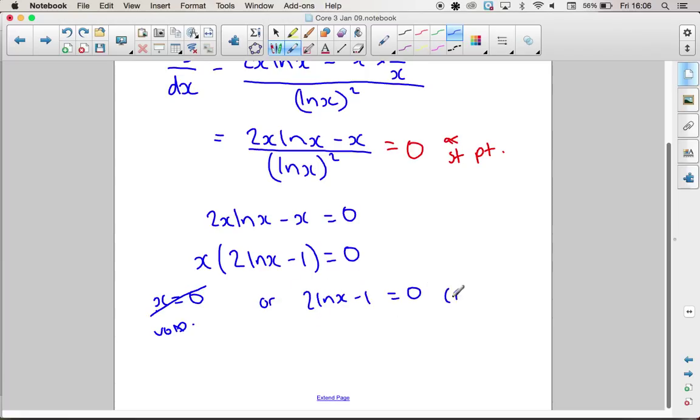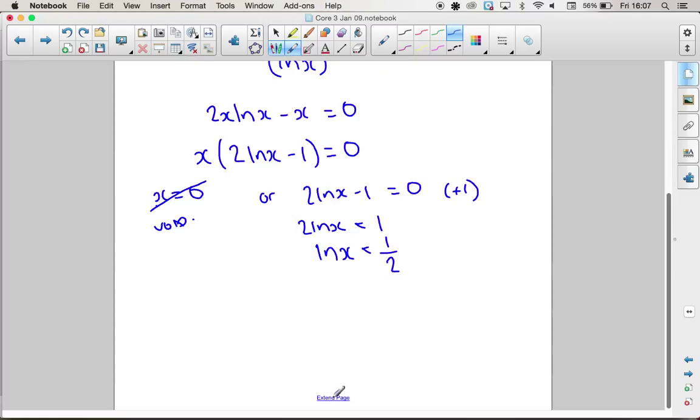So the only solution is going to come from here. If I add 1 to both sides, I've got 2 ln x equals 1. So ln x equals a half. These are equal signs. My pen's being funny. They're not inequalities.